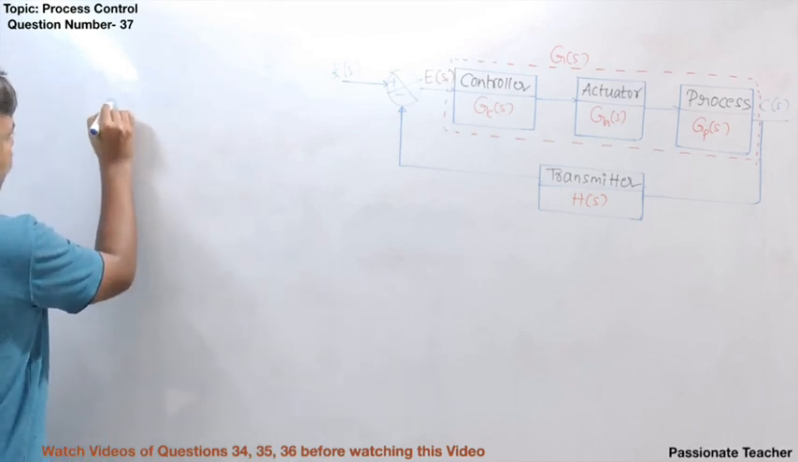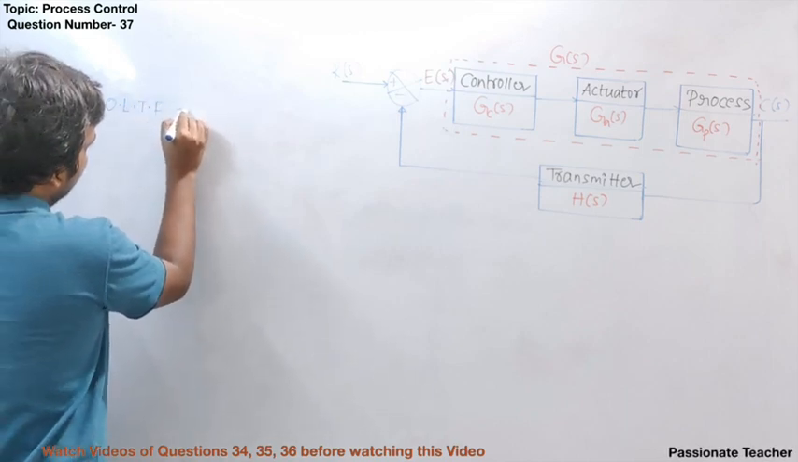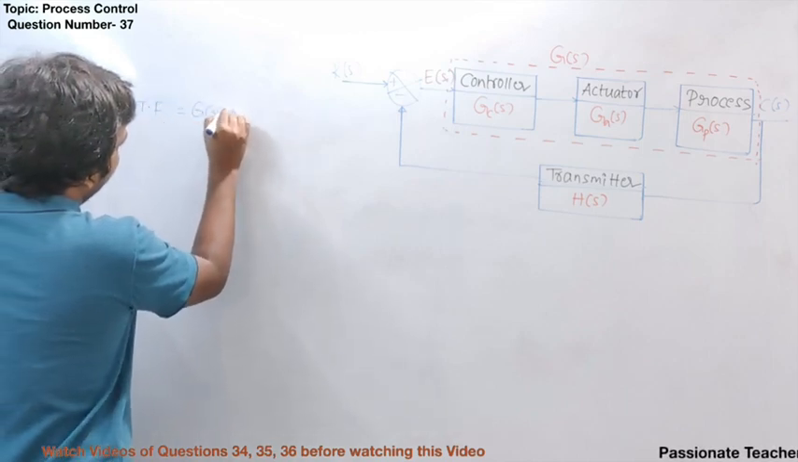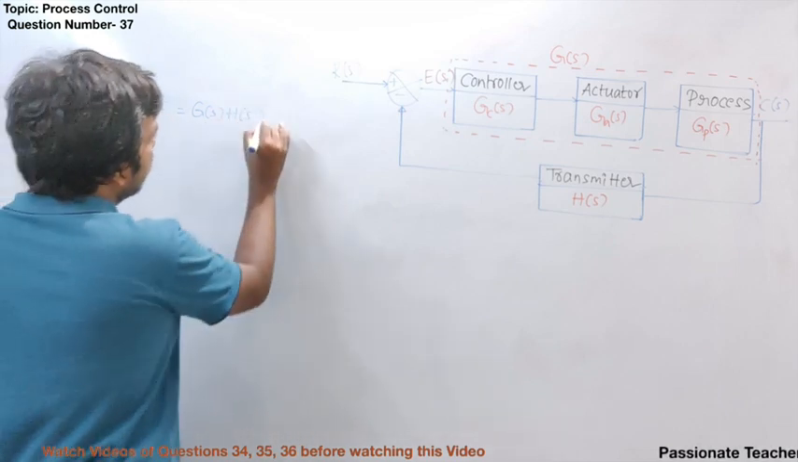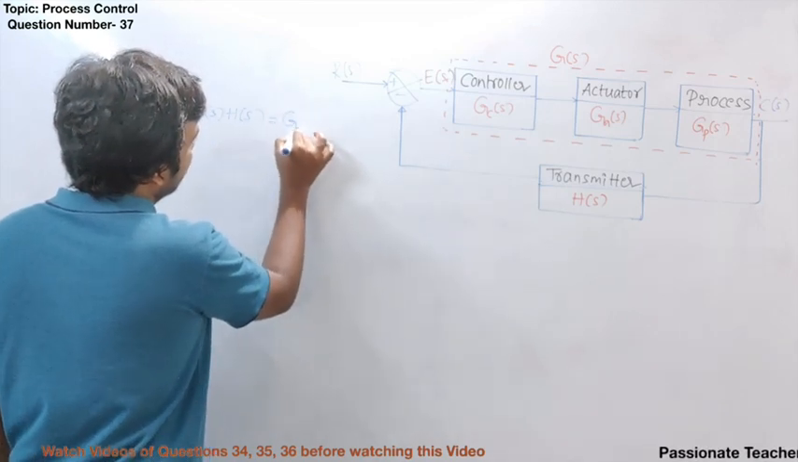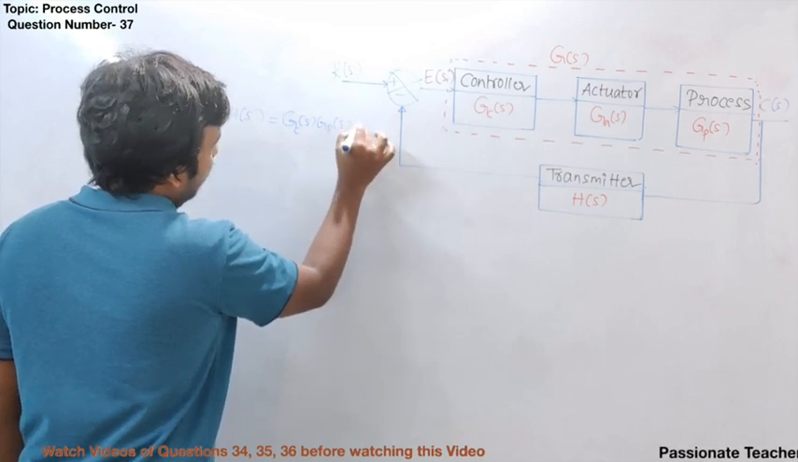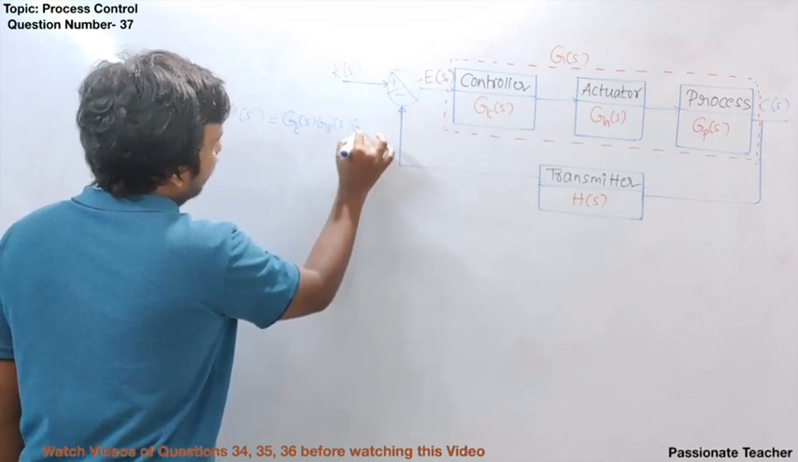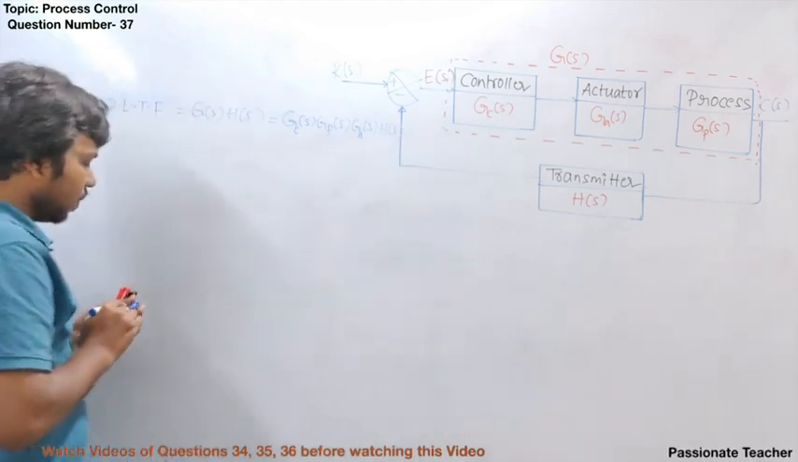This is going to be called the open loop transfer function of the closed loop system. Let me write it down. Open loop transfer function of closed loop system equals G of S into H of S. In simple words, it is going to be GC of S into GP of S into GA of S into H of S. Now let's investigate one by one here.